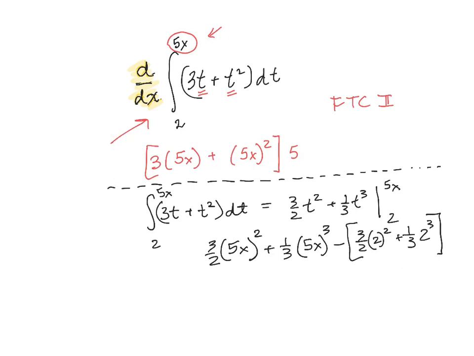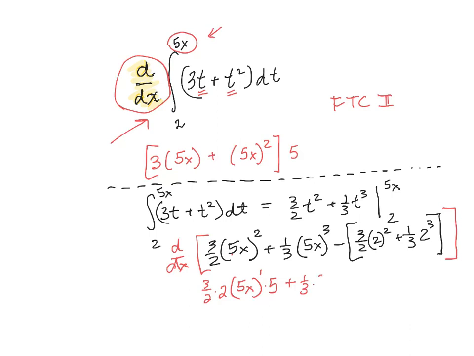All right, now the original problem said let's take the derivative. And when we do that, applying the chain rule, we get 3 halves times 2 times 5x to the first times 5, the derivative, plus 1/3 times 3 times 5x squared times 5. And we know that the derivative of all this mess is going to be 0.